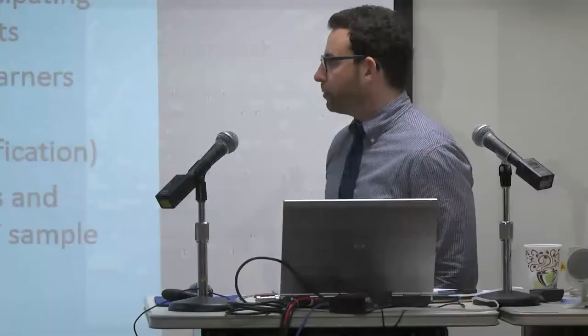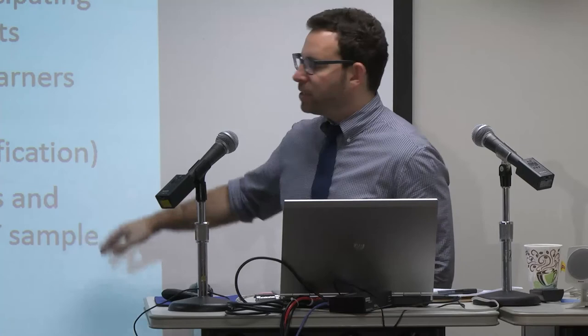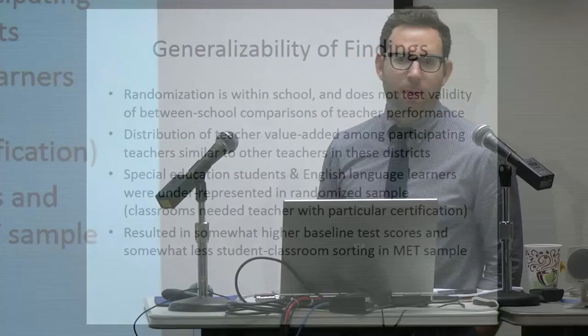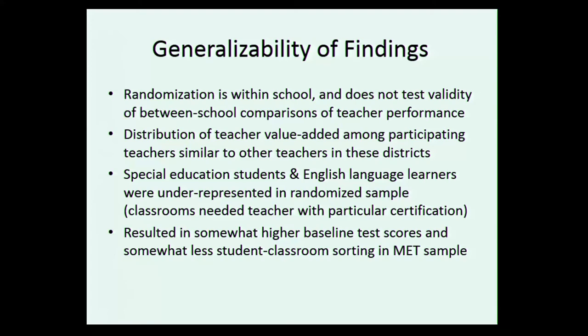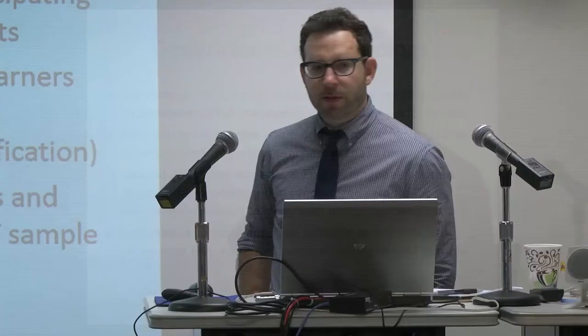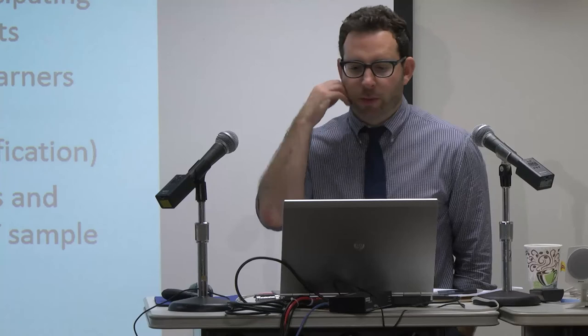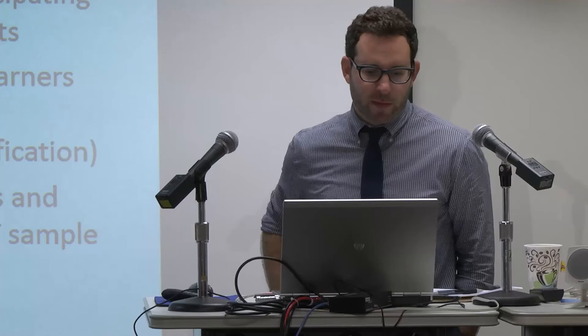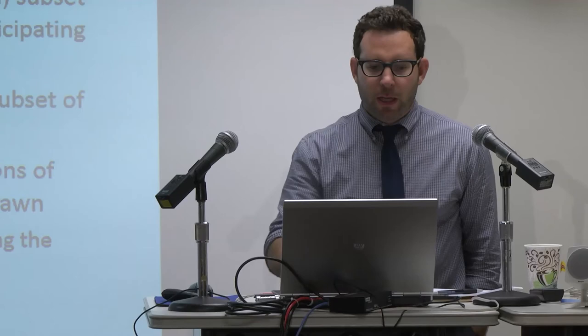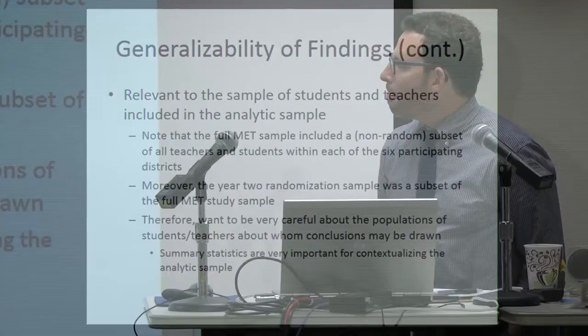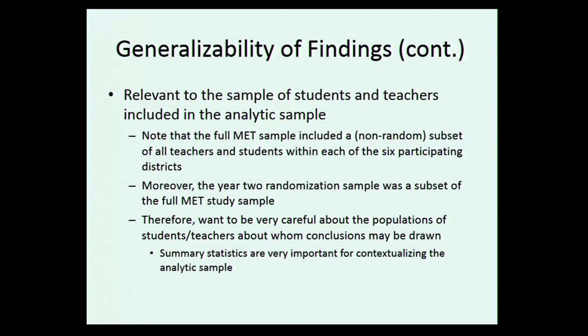So what we see in the data is somewhat higher baseline test scores in the full district sample. I think the mean is something in the area of 0.05 to 0.1 on math and ELA, from a district mean of 0, because all of these test scores are standardized at the district level. Well, at the grade level, grade by subject within district. And I think it's also really important to keep in mind that any conclusions you make are really generalizable to the sample of students and teachers in the analytic sample.